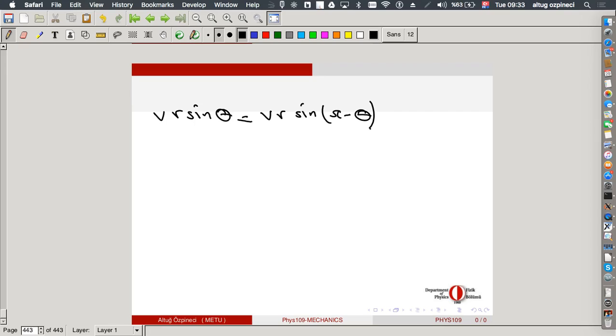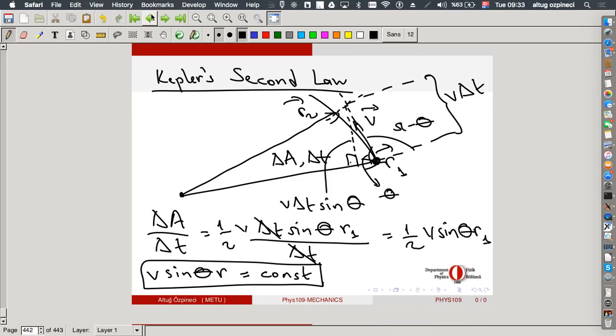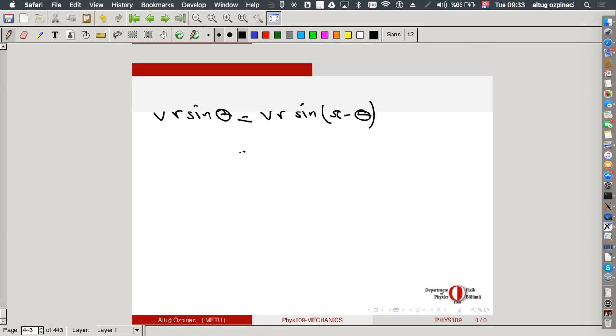Well, as your friend pointed out, this is nothing but the magnitude of a cross product, because we have the radius vector, we have the velocity vector. The angle between these two vectors is pi minus theta. So this is equal to the magnitude of r cross v. Well, let me just multiply by the mass of the planet and divide by the mass of the planet, 1 over m, r cross p.